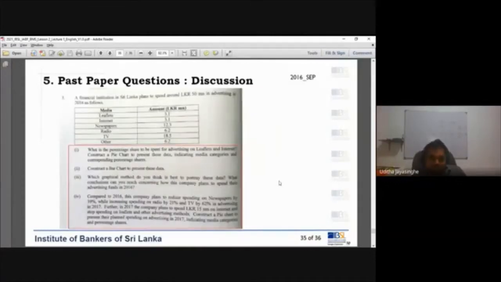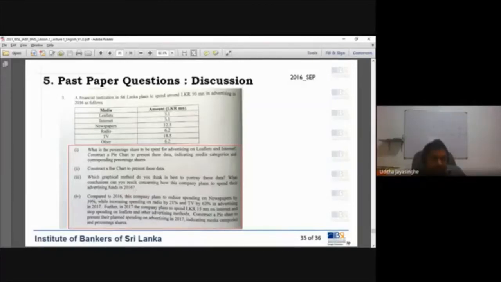2016 September. Now this is a good question for you to try out and see whether you can find some creative answers. You have some advertising data. The first question asks what is the percentage share, and so on. Do a pie chart. Second, construct a bar chart to represent this data. Which graphical method do you think is best to portray this data? What conclusions can you reach concerning how this company plans to spend the advertising funds in 2016?